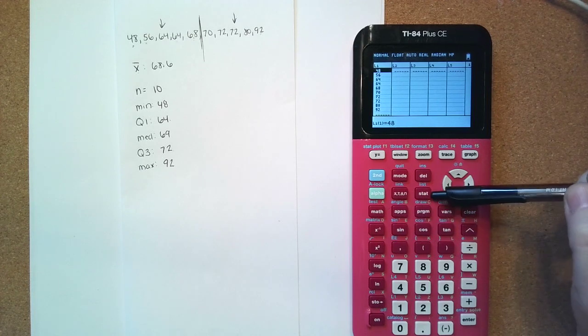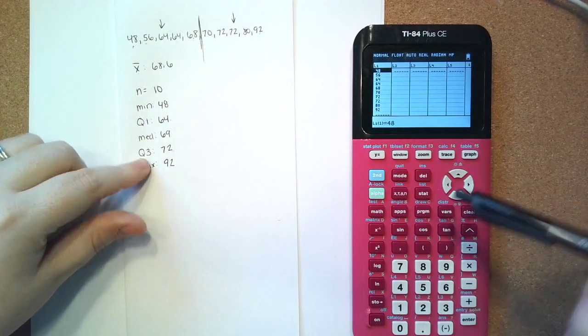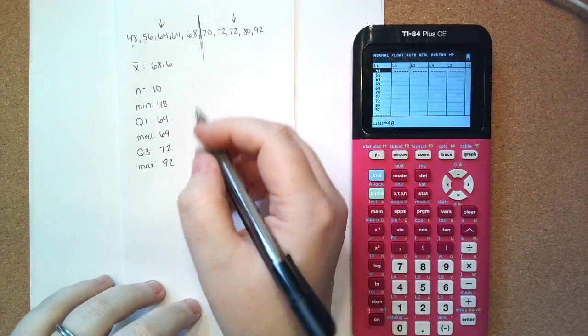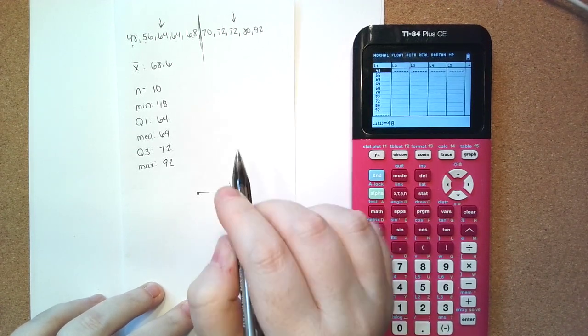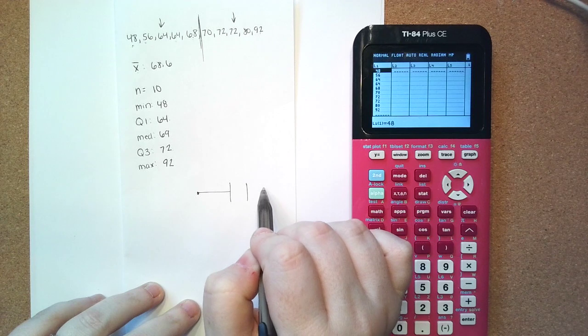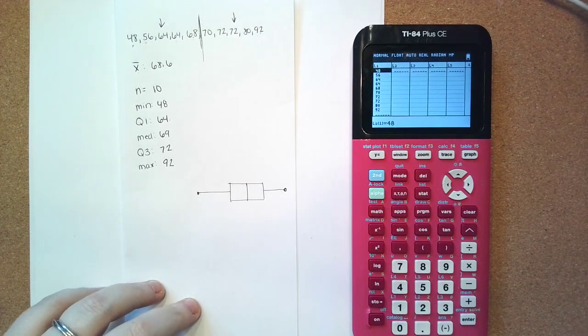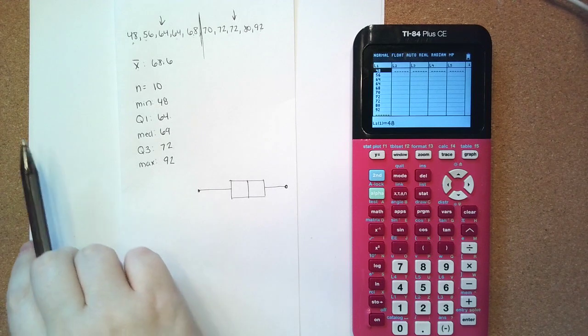Since I have it in my stat key, I can find my 5-number summary, which I still have listed here. So I know that a box plot would have this as a dot. I'd have a whisker all the way to 64, then I'd have my median at 69, my Q3 at 72, and then I'd have 92 all the way at the end. So my box and whisker plot would look like this. I will also graph a modified box and whisker plot as well.